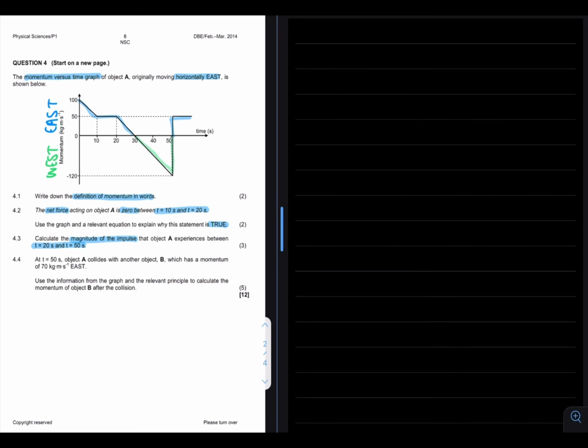4.4 says that at t equals 50 seconds, object A collides with another object B, which has a momentum of 70 kilogram meter per second east. Use the information from the graph and the relevant principle to calculate the momentum of object B after the collision, for a total of 5 marks.